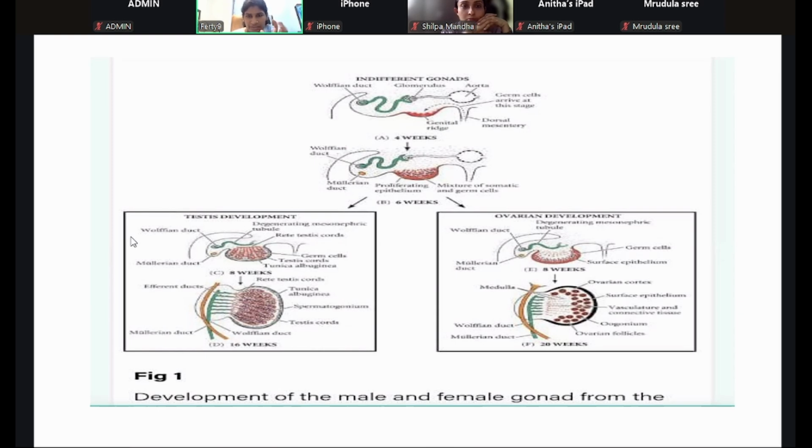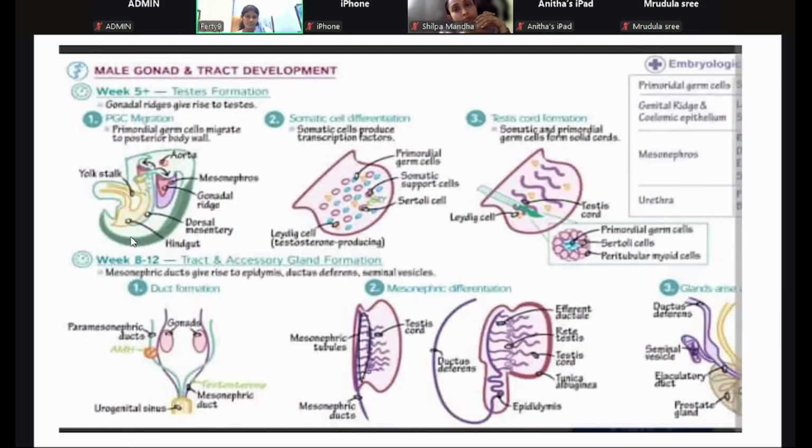So basically it is the genital ridge, then germ cell migration into the genital ridge and their proliferation, and then along with the SRY gene, it will end up in testis development. So the same thing I have put here.